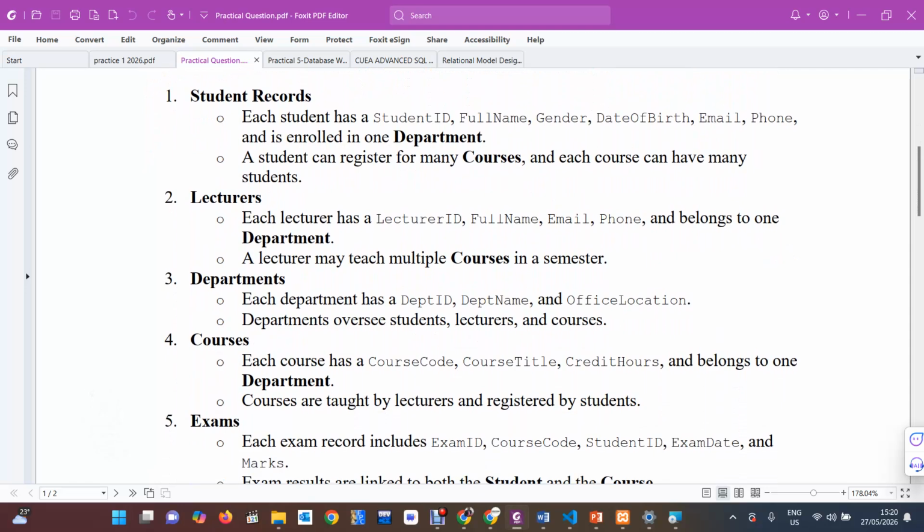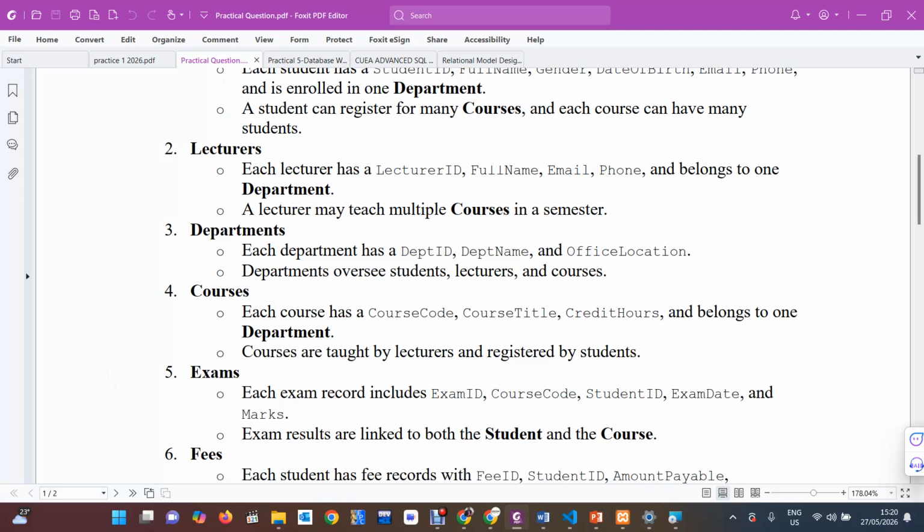So these are the requirements for the students' records. There must be a student ID, full name, gender, date of birth, email, phone, and enrolled in one of the departments. Then a student can register for many courses, and each course can have many students. Then the lecturers table. Each lecturer has a lecturer ID, full name, email and phone, and they belong to one department. So a lecturer may teach multiple courses in a semester, including those which are outside their departments.